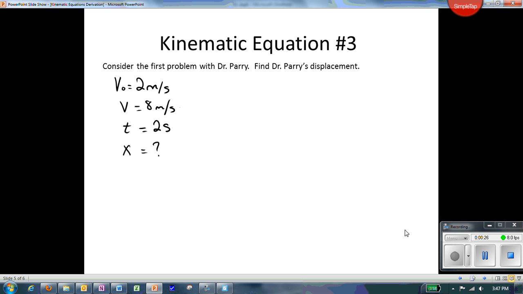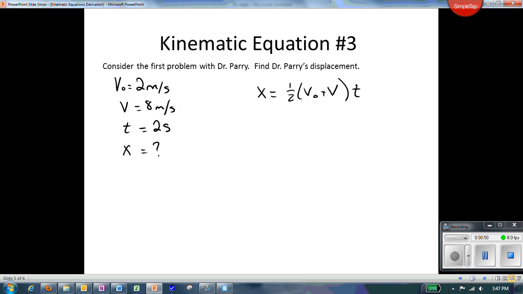So in this particular problem, instead of looking for the final velocity, we're interested in trying to find Dr. Perry's displacement. So now with information from the first problem and what we found, we know the initial velocity is 2 meters per second, the final velocity is 8 meters per second, the time period over which we did this was 2 seconds, and we're trying to find the displacement.